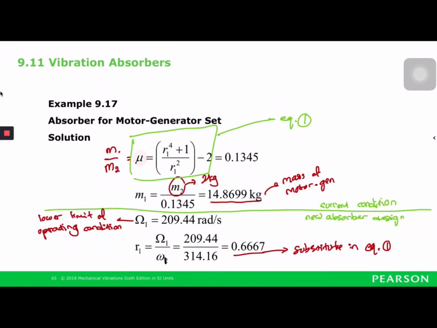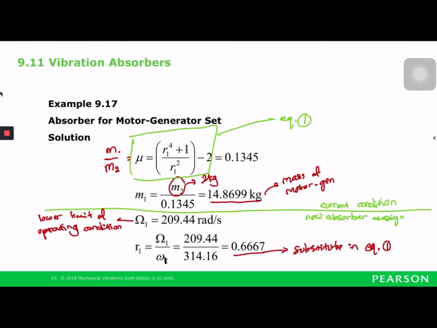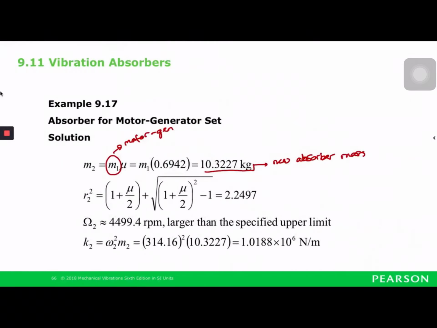we can find mu. Okay, so we can find mu, and we can use the mass that we calculated for the motor generator set. So this value over here is actually the value of mu that is calculated from here. That will be 0.6942. So using the new value of mu and the mass of m1 that we calculated before, we know the new absorber should have 10.3227 kilogram of mass. Okay, so this is the new absorber mass.